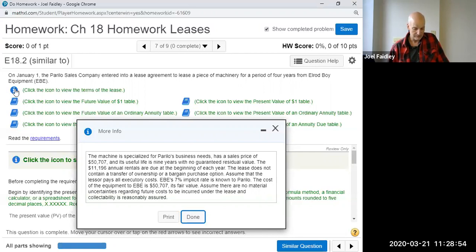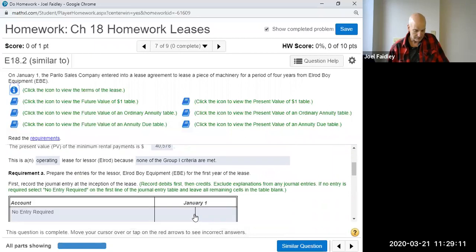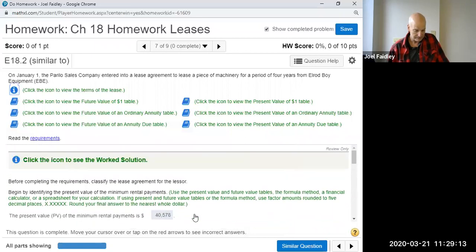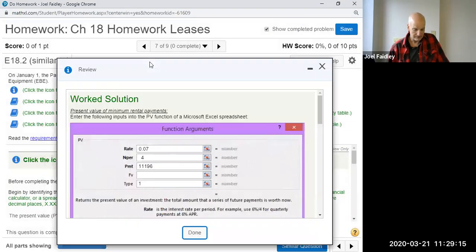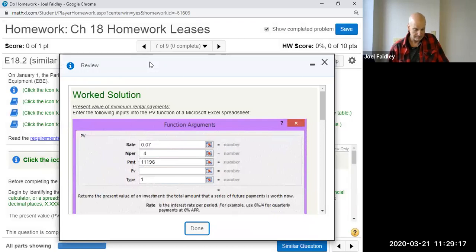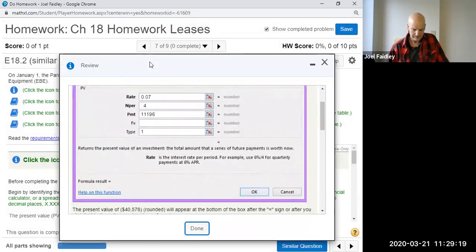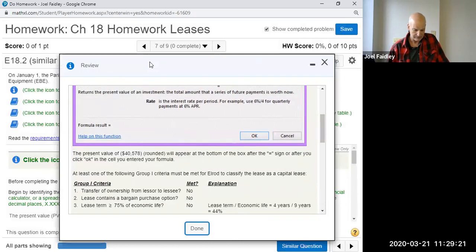Wouldn't be a gain or loss, would there? Assume there are no material uncertainties regarding future costs of incurring the lease. Collectability is reasonably assured. All right, so $40,578 is going to be the present value. I won't bother looking that up. That's the same one we just did, wasn't it? Sounds like. Same value.